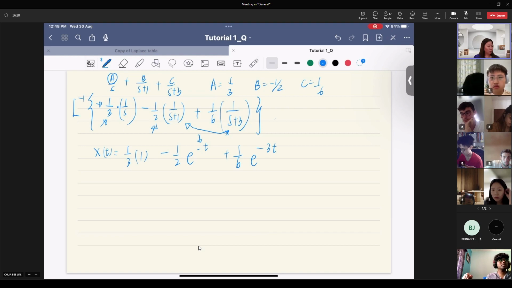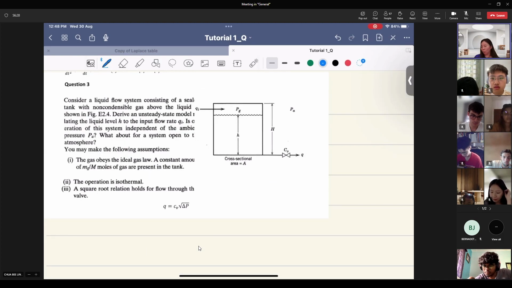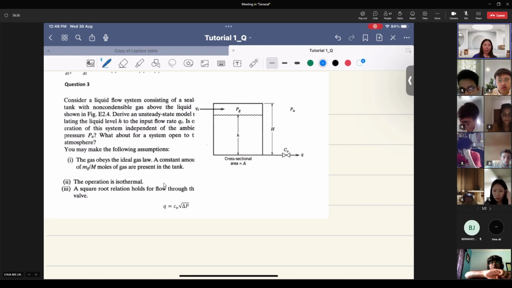So this is question 2 already done. We now proceed to question 3. Okay, question 3. I do not include values inside. So this question, let's say I want to convert it to a test question or final examination question, I just need to include numbers.